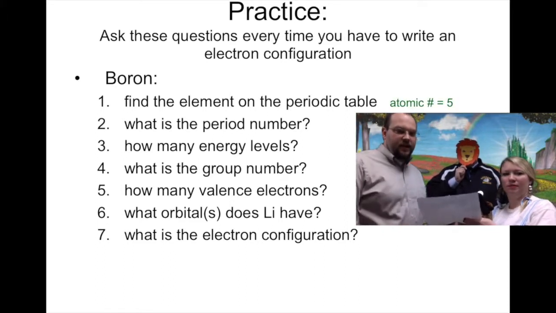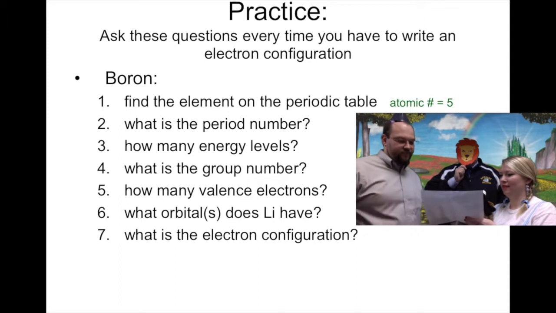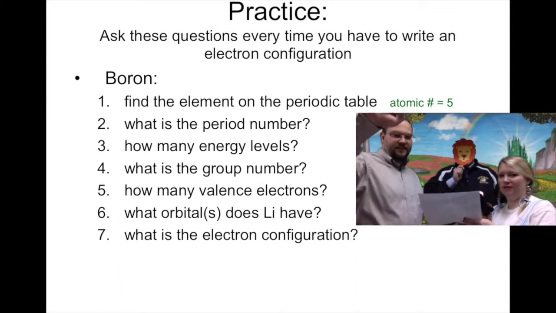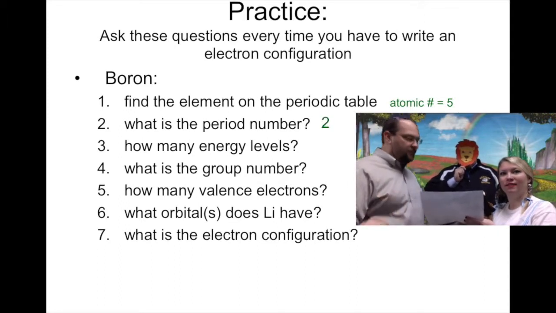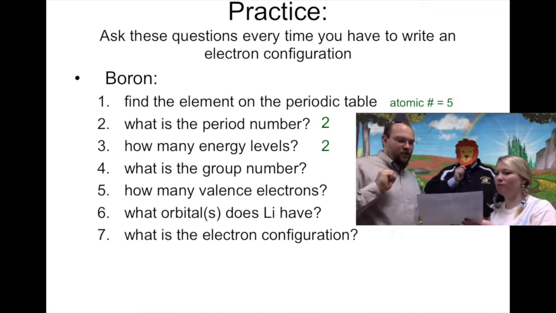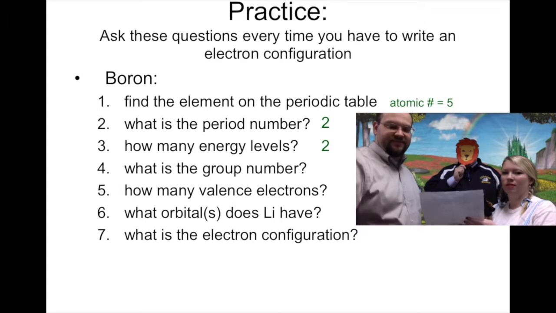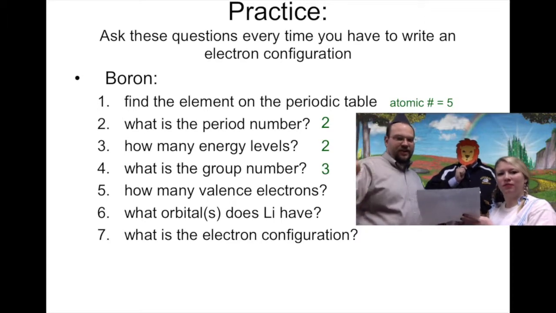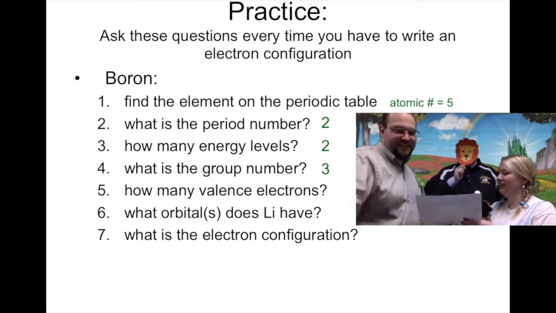Perfect. All right, so what period, what row is it in? It's in row 2. Fantastic. So how many energy levels would it have? 2. Okay, group number. What column is it in? 13. Oh, very good. That should be 13. We'll fix that.